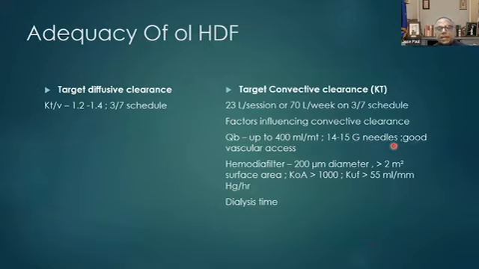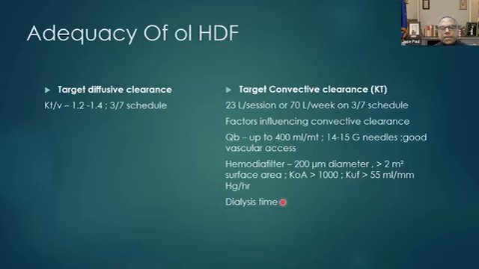Now, the second thing is the choice of the hemodiafilter. The diafilter should be approximately 200 micrometer in diameter. It should have a surface area of ideally 2 meters square, a mass transfer area coefficient more than 1000, and an ultrafiltration coefficient ideally above 55 ml per millimeter mercury per hour.